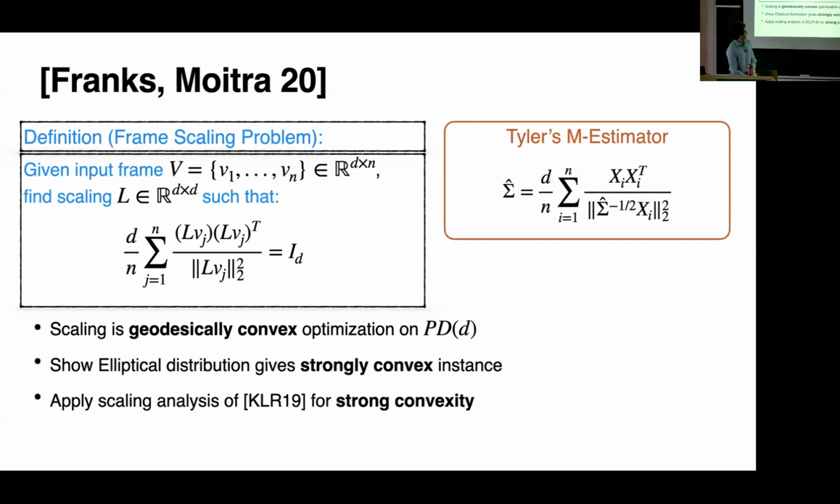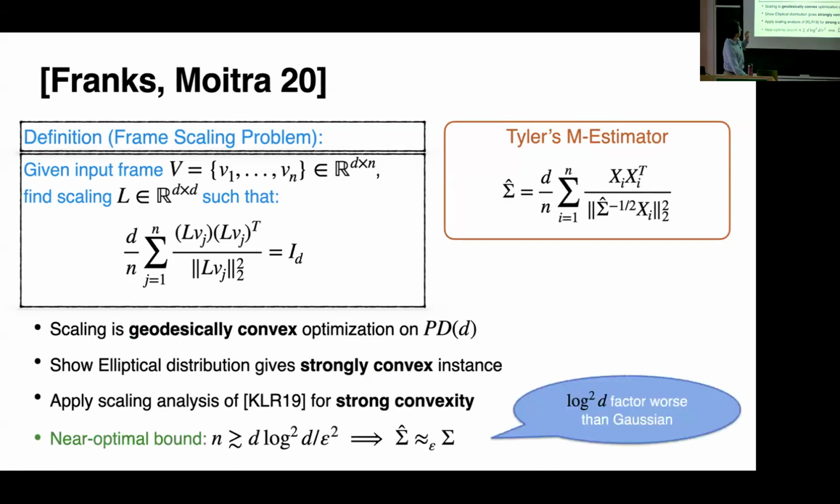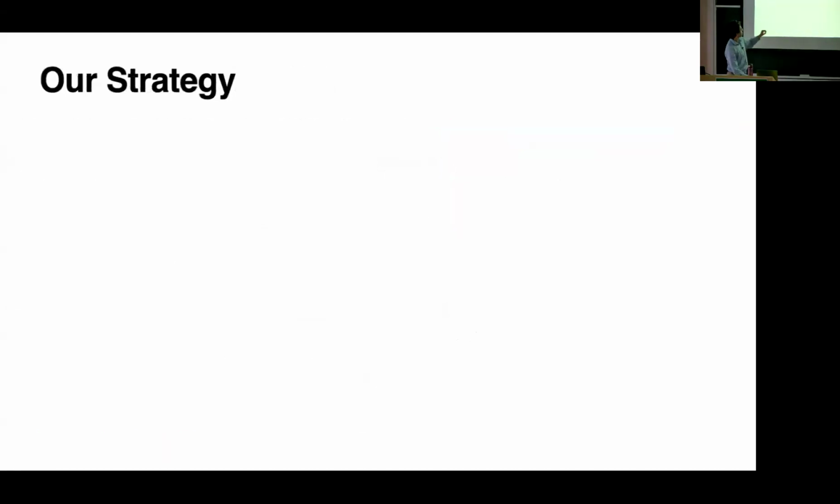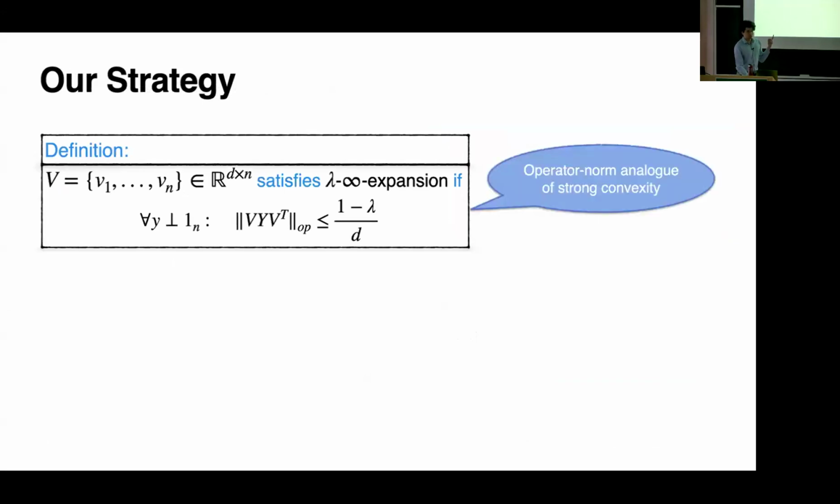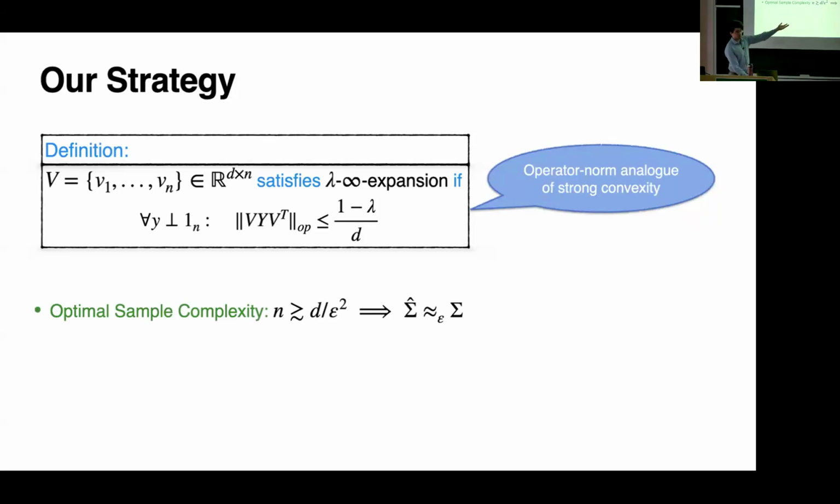Cool. So we're going to build on this approach and just improve a couple places to give the final log factors. So our strategy: we define another notion of convergence, which is an operator norm analog of strong convexity. It's not so important what the formula is. But we use this operator norm analog to give the tightest possible bounds, which gives our optimal sample complexity.